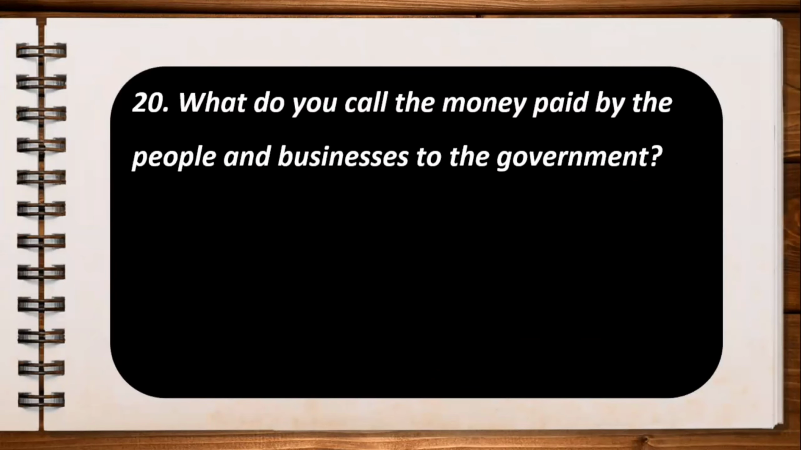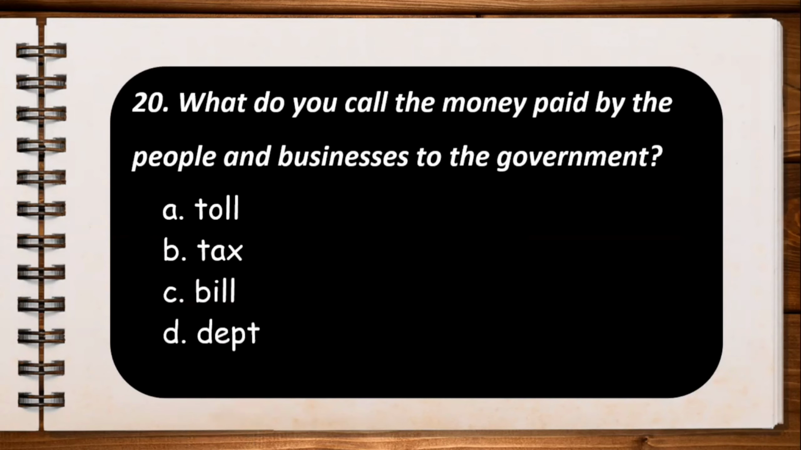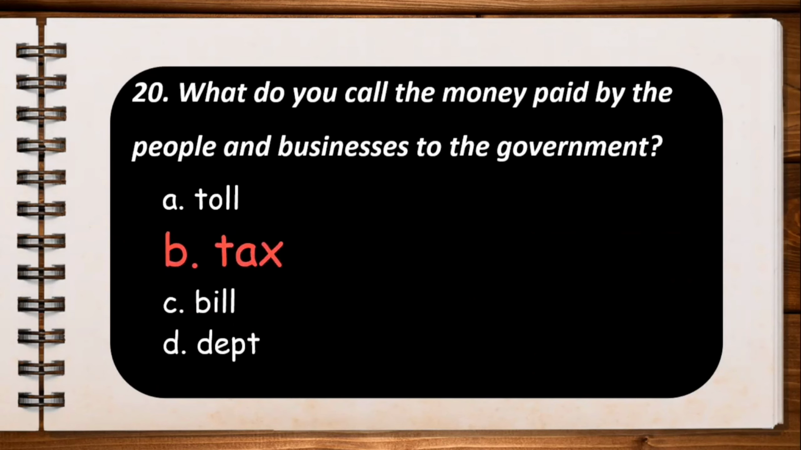Number 20, the last question. What do you call the money paid by the people and businesses to the government? A, toll. B, tax. C, bill. Or D, debt. So what's the answer? The answer is letter B, tax. Tax is the money paid by the people and businesses to the government.